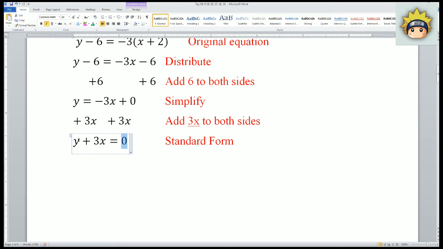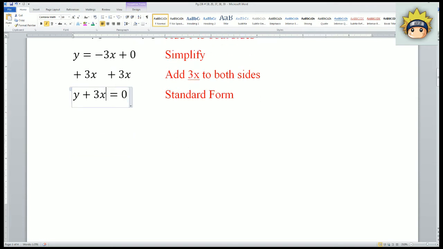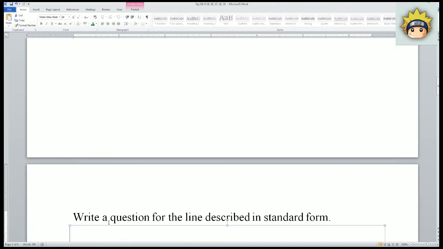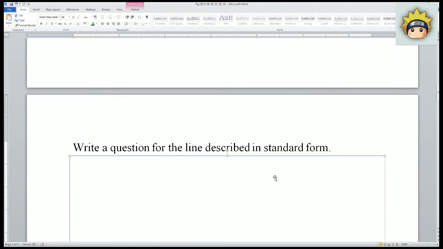What is left on my left hand side is y plus 3x. And this is in standard form because both the variables x and y are on the same side, which is the left hand side in our case. Good. Next, number 37, it says write an equation for the line described in standard form.